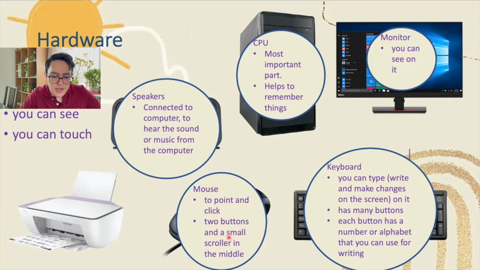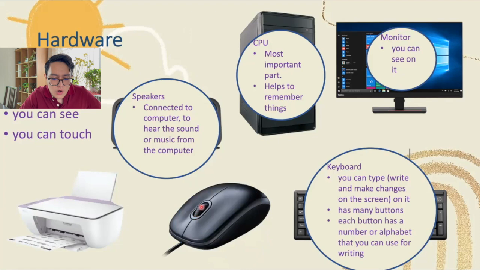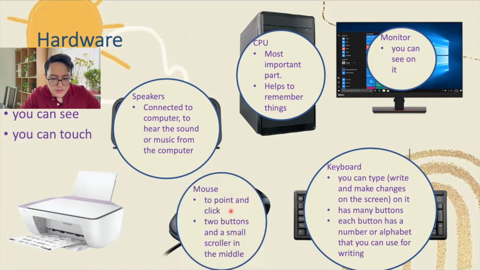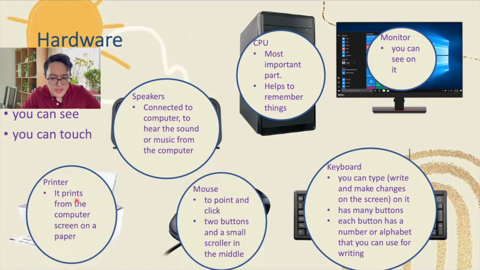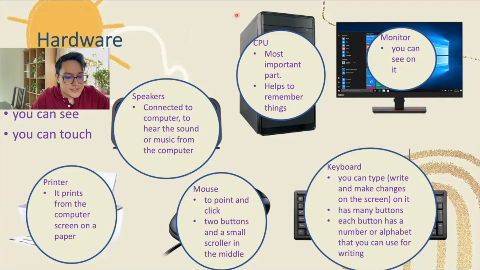And the mouse has two buttons and a small scroller in the middle. So this is the scroller, and these are the buttons that you can click. Next is printer. It prints from the computer screen on a paper. So anything you have on your screen, on your monitor, you can print out and print it on a paper.